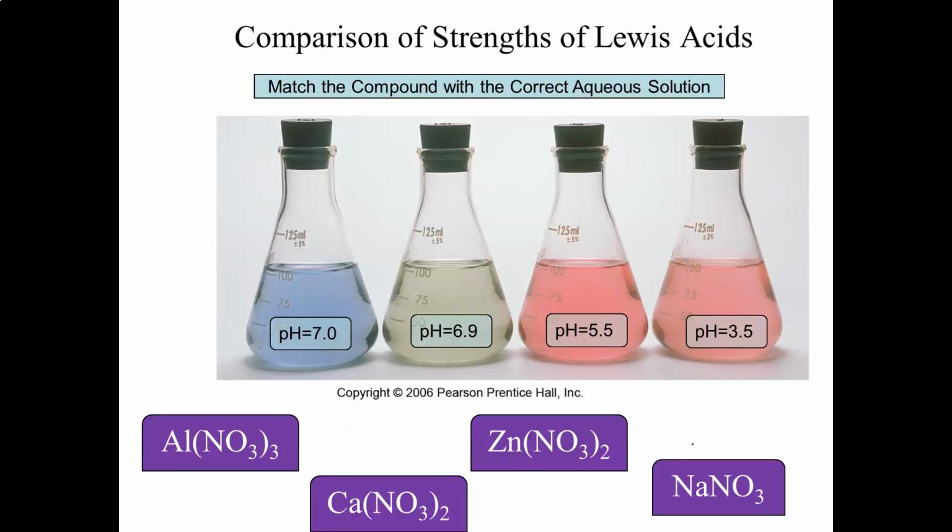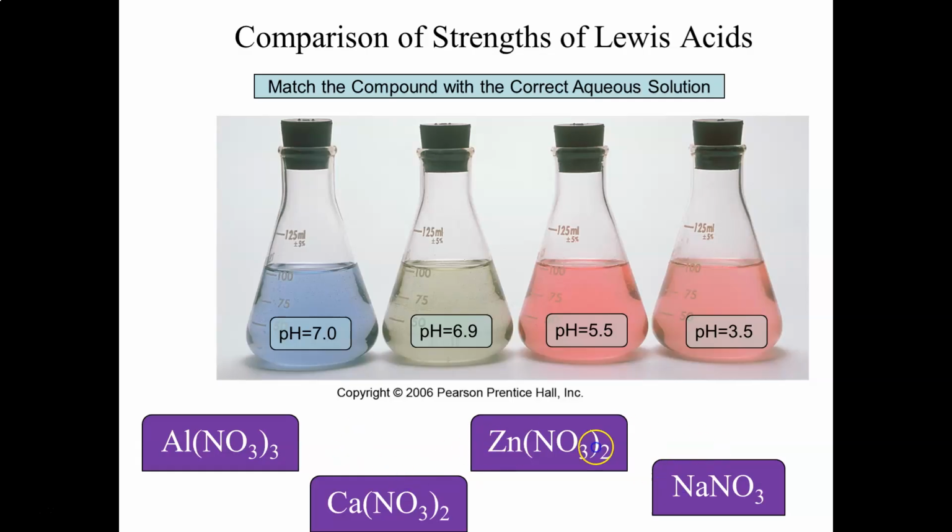All right? So to wrap it up, compare the strength of the Lewis acids on the screen here. I have 4 different solutions with these various salts dissolved in them. You can see the pH values here. So you want to figure out which one is which. Okay, match them up. So obviously this is a pH of 7 in blue here. It's a different indicator that we're using. So which one of these 4 salts would be a completely neutral solution?